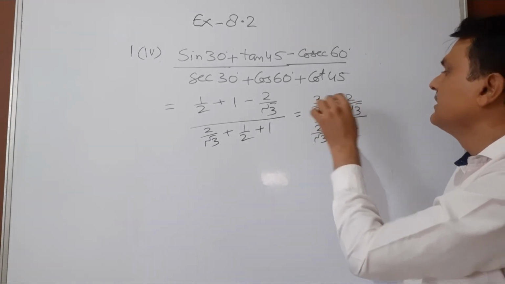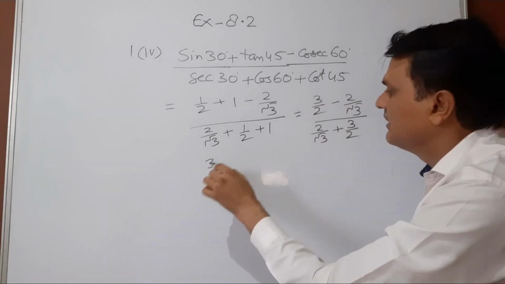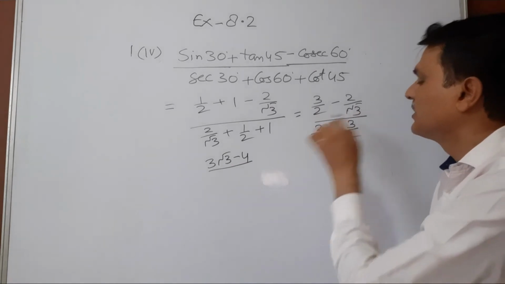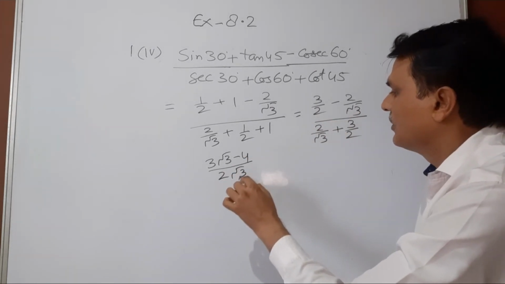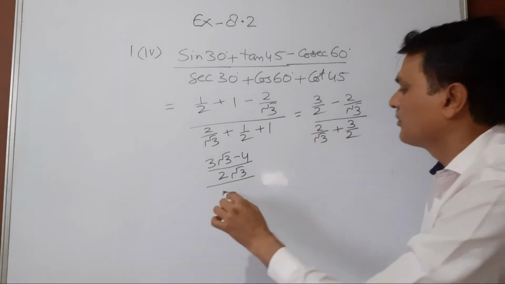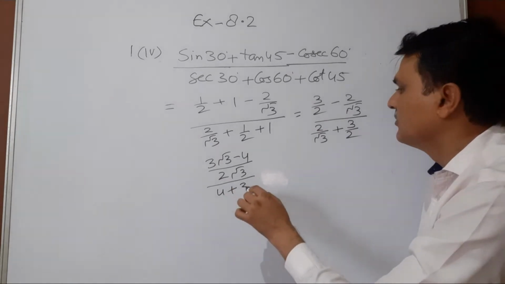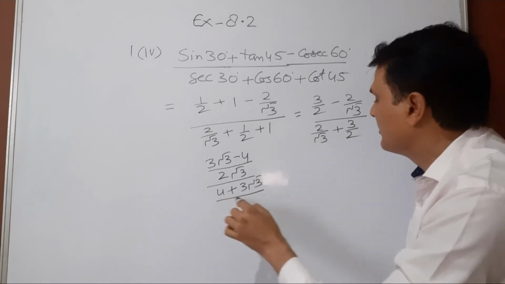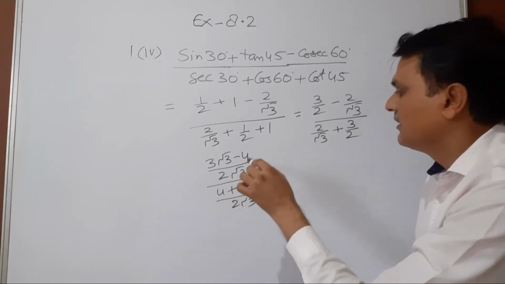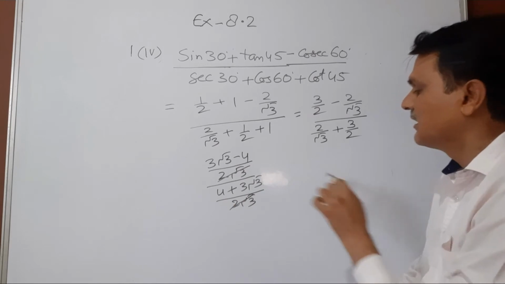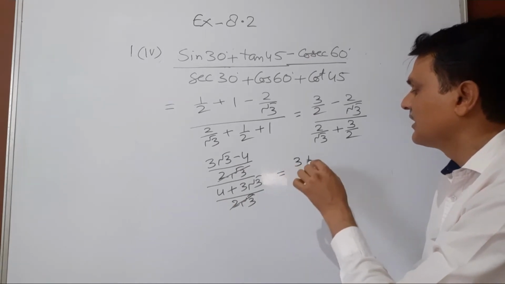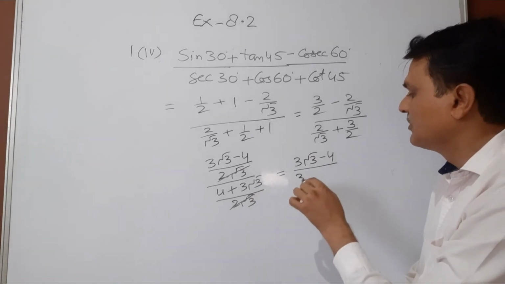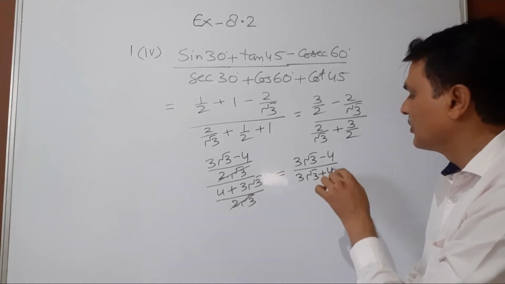So this will be 3 root 3 minus 4 upon 2 root 3, whole divided by 4 plus 3 root 3 upon 2 root 3. The 2 root 3 and 2 root 3 cancel out. This becomes 3 root 3 minus 4 upon 3 root 3 plus 4.